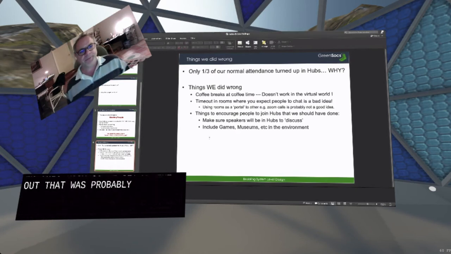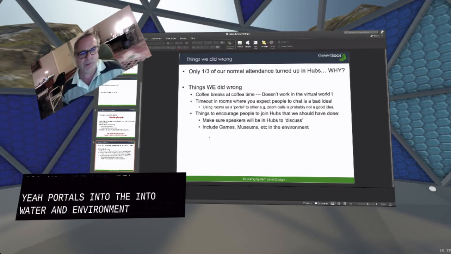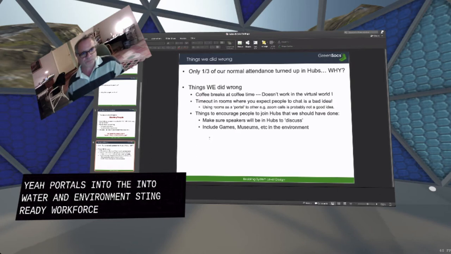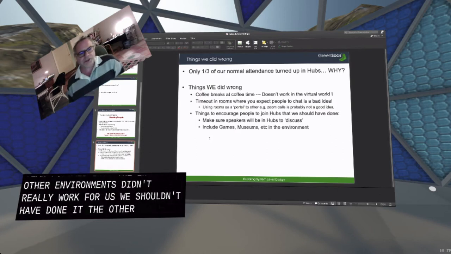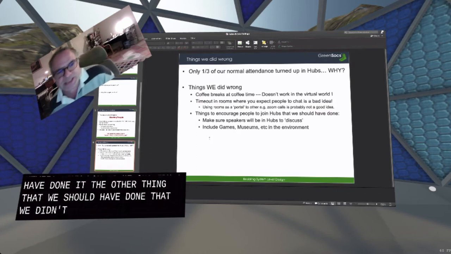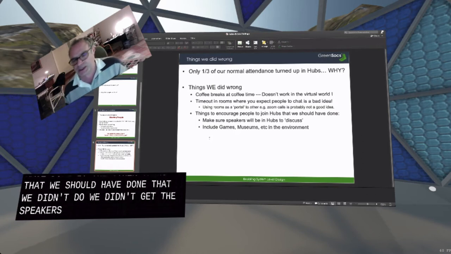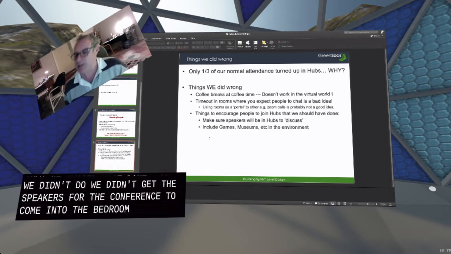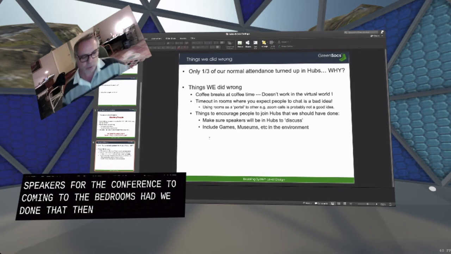So portals into other environments didn't really work for us and we shouldn't have done it. The other thing that we should have done that we didn't do, we didn't get the speakers from the conference to come into the virtual rooms. Had we done that, then I think people would have probably followed them.